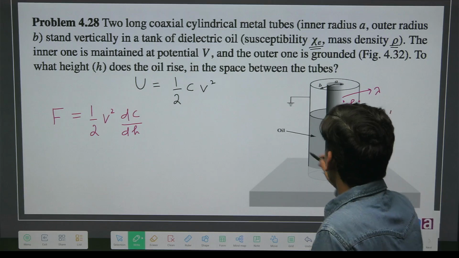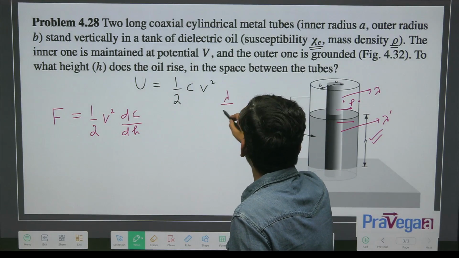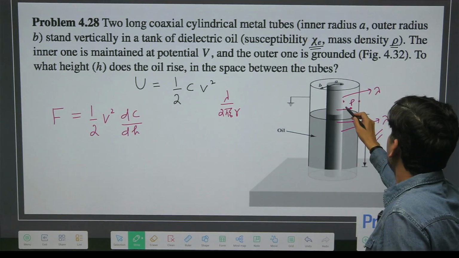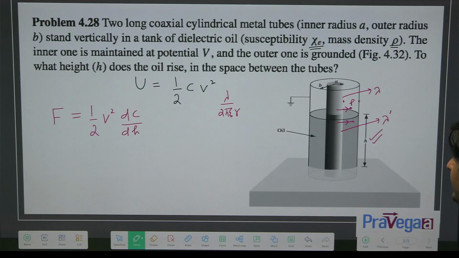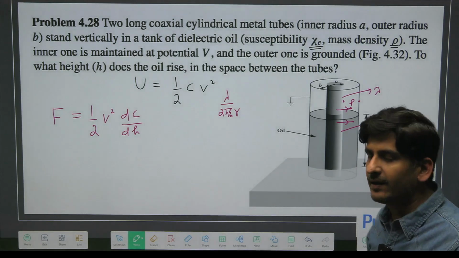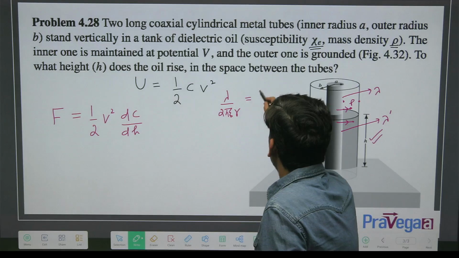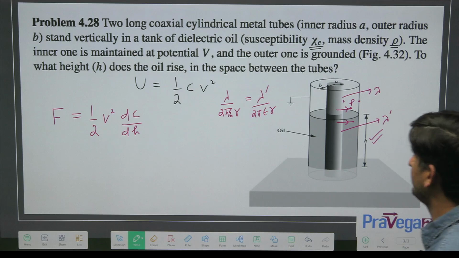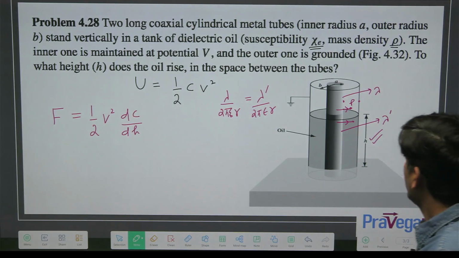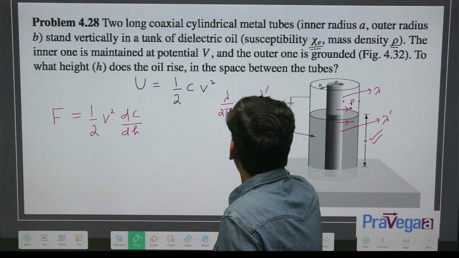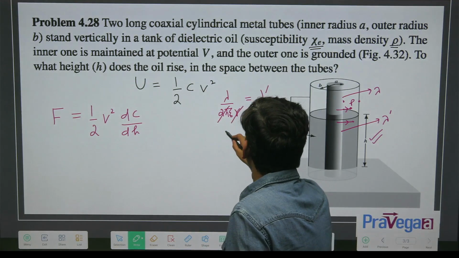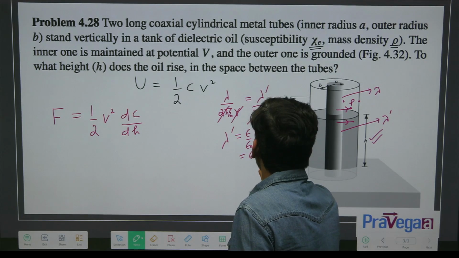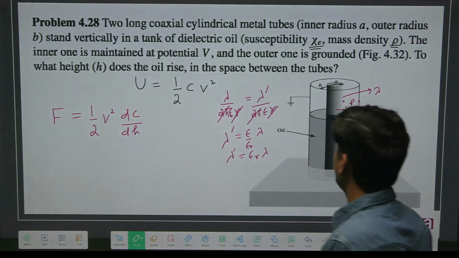So I will write the electric field, which is lambda by 2 pi epsilon naught r in the vacuum, and because both electric fields are parallel to the interface and the parallel component of electric field is continuous, it will become lambda dash by 2 pi epsilon r. Epsilon, I am taking as the permittivity of the oil. In this way I will get a relation: 2 pi cancels, r cancels, lambda dash will be epsilon by epsilon naught times lambda, which is epsilon r lambda. This will be the charge density inside.